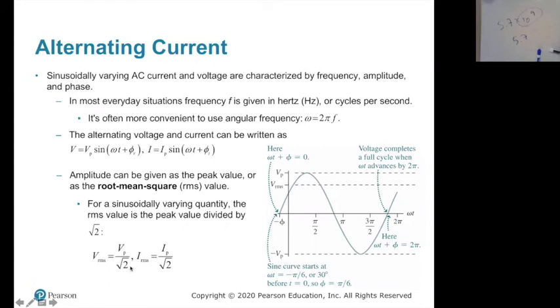So when we say your outlet is 110 volts or 120 or whatever you have in your house, that's actually the RMS value, not the peak and not the average. The average is 0. We could do the same thing with current. So the IRMS is your peak current divided by square root of 2.